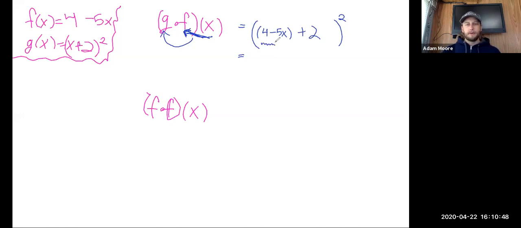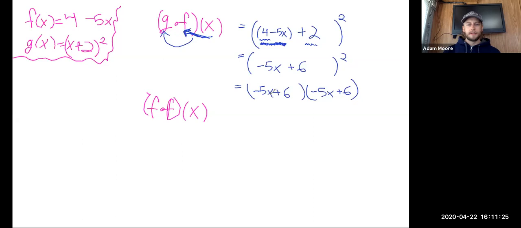I don't think that we need these parentheses really, even though I put them there for emphasis. I think we can just get away with putting stuff together. So that's a minus 5x, but we have a positive 4 and a positive 2 we could put together, so it's a 6. So that's negative 5x plus 6, or you could do 6, take away 5x. That also would be fine. And then we have to square it. So if we square it, it's negative 5x plus 6 times negative 5x plus 6, or again, 6 take away 5x both times would be fine.